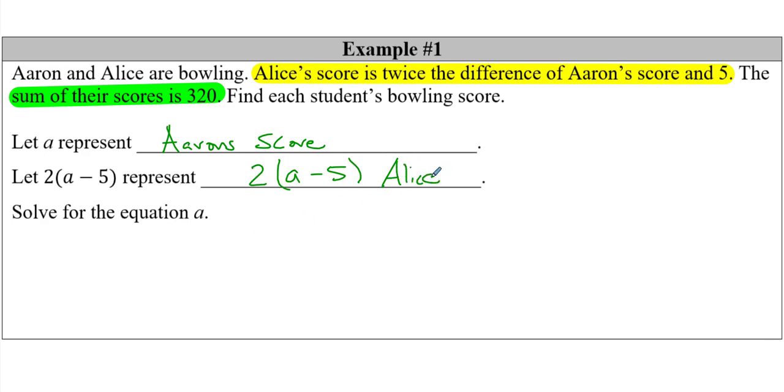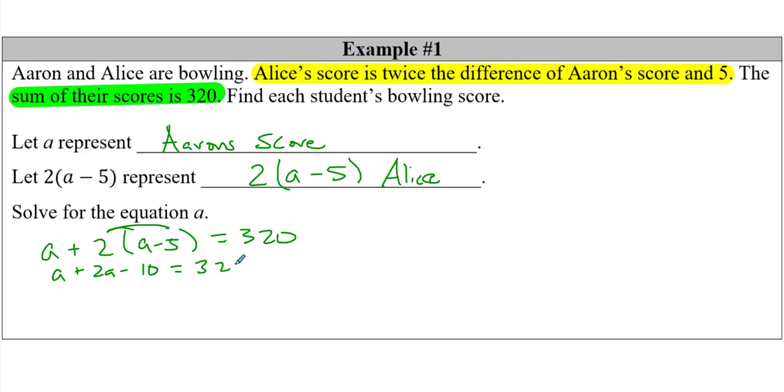Let's go ahead and we have the sum of their scores. That means we're adding up Aaron and Alice. So we have this A plus 2 times A minus 5, and we're going to set that equal to 320. Now if you look, we've solved equations like this before. Remember, we need to distribute first. So now we're going to get A plus 2A minus 10 is equal to 320.